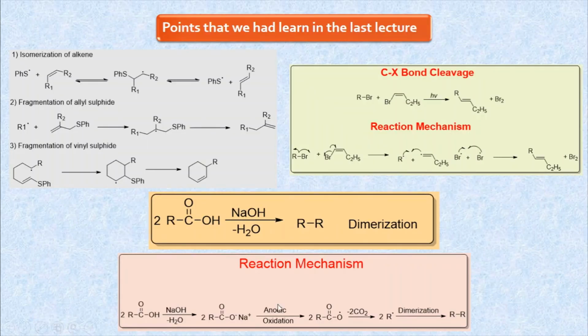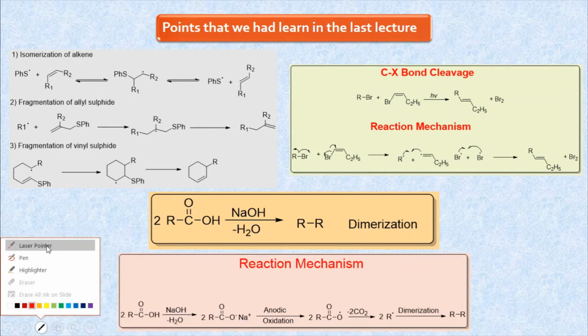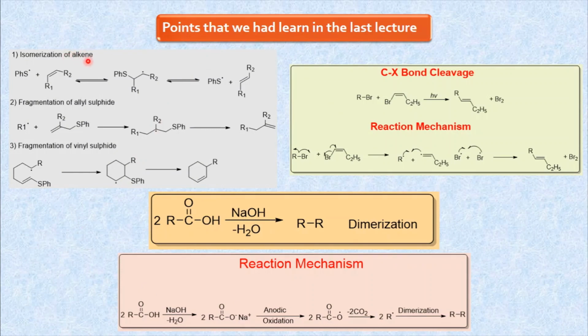So, these are the points that we had learned in the last lecture, that is CS bond cleavage, that is carbon sulfur bond cleavage. In that we had learned isomerization of alkene, fragmentation of allyl sulfide, fragmentation of vinyl sulfide. In the last lecture we had learned this isomerization of alkene. So, this alkene reacts with this PhS radical.